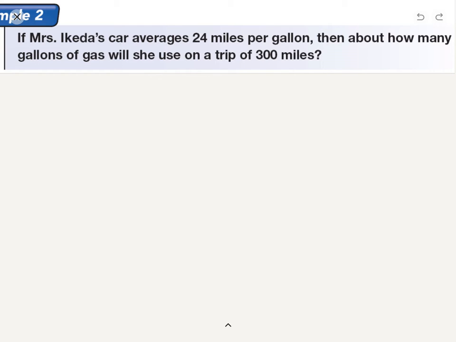Hey, how do you write gallon in a short form? G-A-L. Gal. Okay, fine. It's sort of funny, yeah. How many gals we got in here?